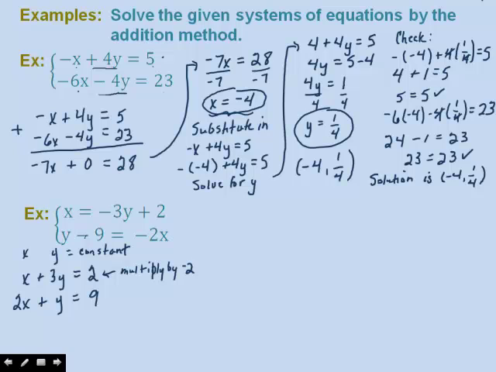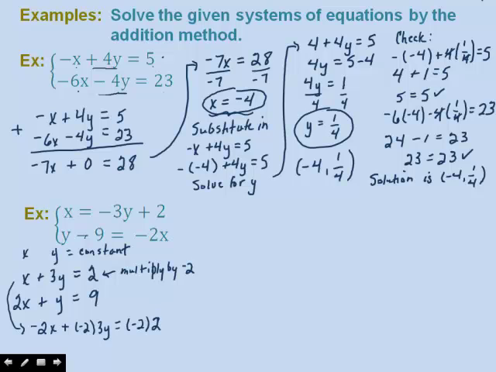That would give us a negative 2x, which would cancel with the positive 2x. So let's rewrite our first equation, multiplying through by negative 2. And when we do this, we have to multiply each term on each side by the negative 2. So negative 2 times x plus negative 2 times 3y. We also have to remember to do this on the other side.